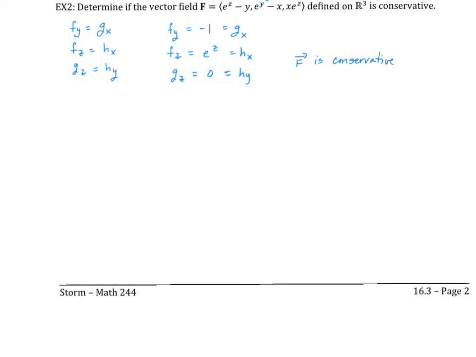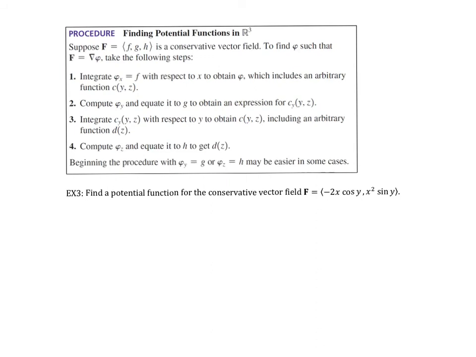Okay, so let's say that our vector field is conservative. Again, that just means that there exists this function phi, so that f is the gradient vector field of phi. So how do we find our potential function phi? Well, you could go through this procedure, and there's 4 steps.